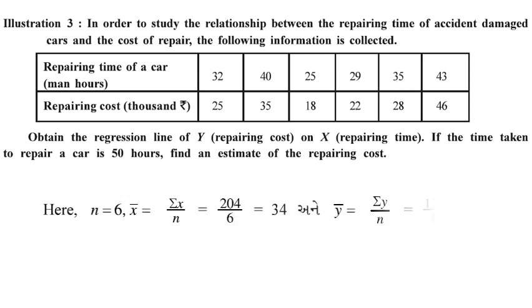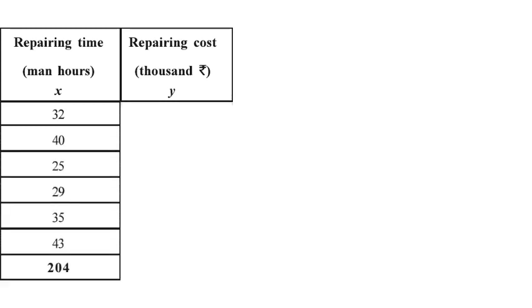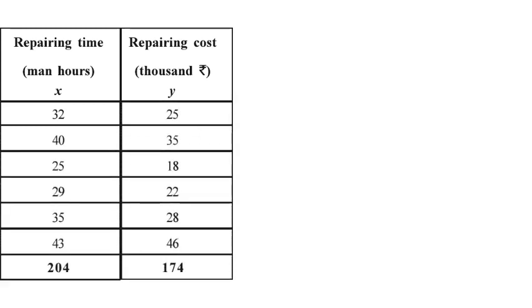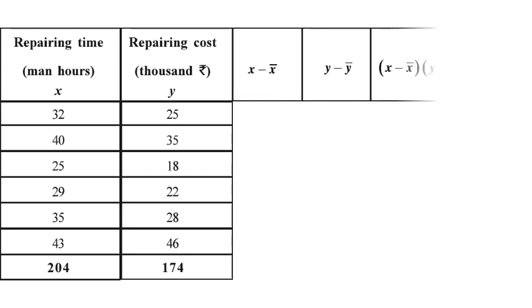Start with finding out the mean. Now as you can see, both the means are whole values. They are not fractions, they are natural numbers. So we are going to use the x bar y bar method. We will start by writing down the x and y values and their total also. Once we are done with the x and y values, we have to prepare 4 columns: x minus x bar column, y minus y bar column, multiplication of the two columns, and the square of the x minus x bar column.